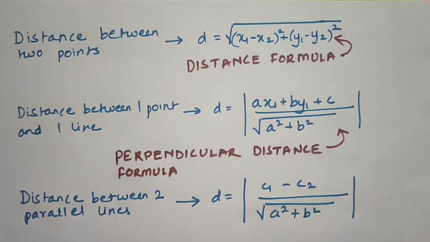Second was the distance between one point and one line, where you use the formula d equal to mod of (ax1 plus by1 plus c) upon root of a square plus b square, which is also known as the perpendicular distance formula. And the third one was the distance between two parallel lines, where we use d equal to mod of (c1 minus c2) upon root of a square plus b square.